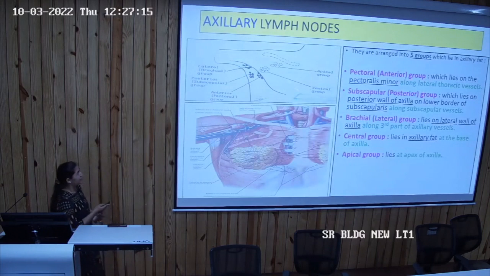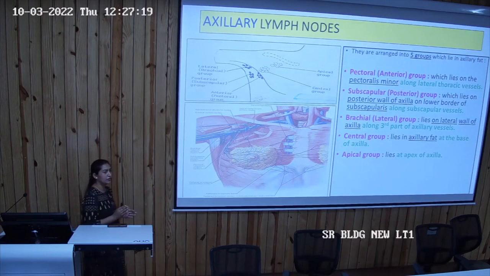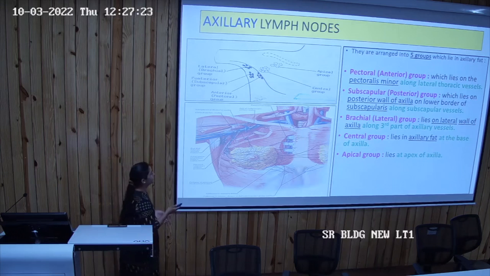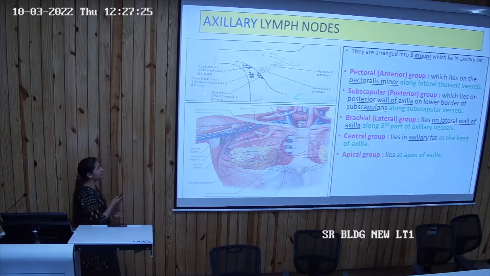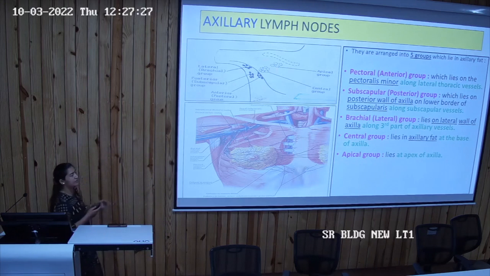Let's see what are the different groups of lymph nodes that are present. They are arranged according to the folds and walls of the axilla. So the anterior group of lymph nodes are arranged on the anterior fold of the axilla. These are called the anterior or the pectoral group. Then you have the posterior group, which is on the posterior wall of the axilla. Then we have the lateral group, which is on the lateral wall of the axilla.